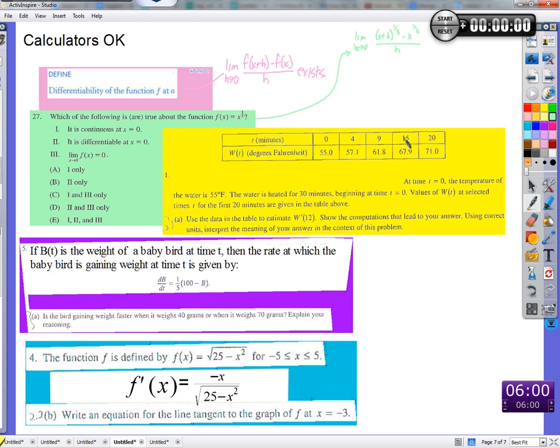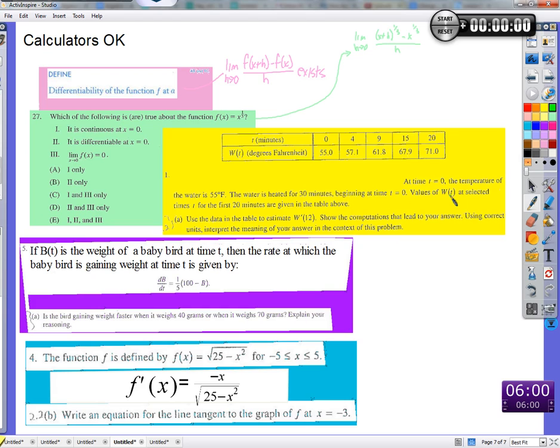So here's a table that compares time in minutes to the temperature of water that's being heated up. At time t equals 0, the temperature of water is 55 degrees. Clearly, we can see that. The water is heated for 30 minutes, right? From 0 to 20, we have data, but we don't have any data for greater than 20. But we don't even know what they're asking yet.